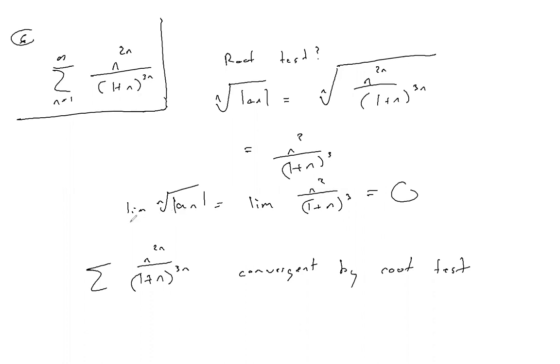For root test, I want to take the limit as n goes to infinity of the nth root of a_n. That limit is n squared over 1 plus n cubed. I have a higher power of n on the bottom, so I know this limit is going to 0. So what does root test tell me? When the limit is less than 1, my series is going to be convergent. It's actually going to be absolutely convergent, right?